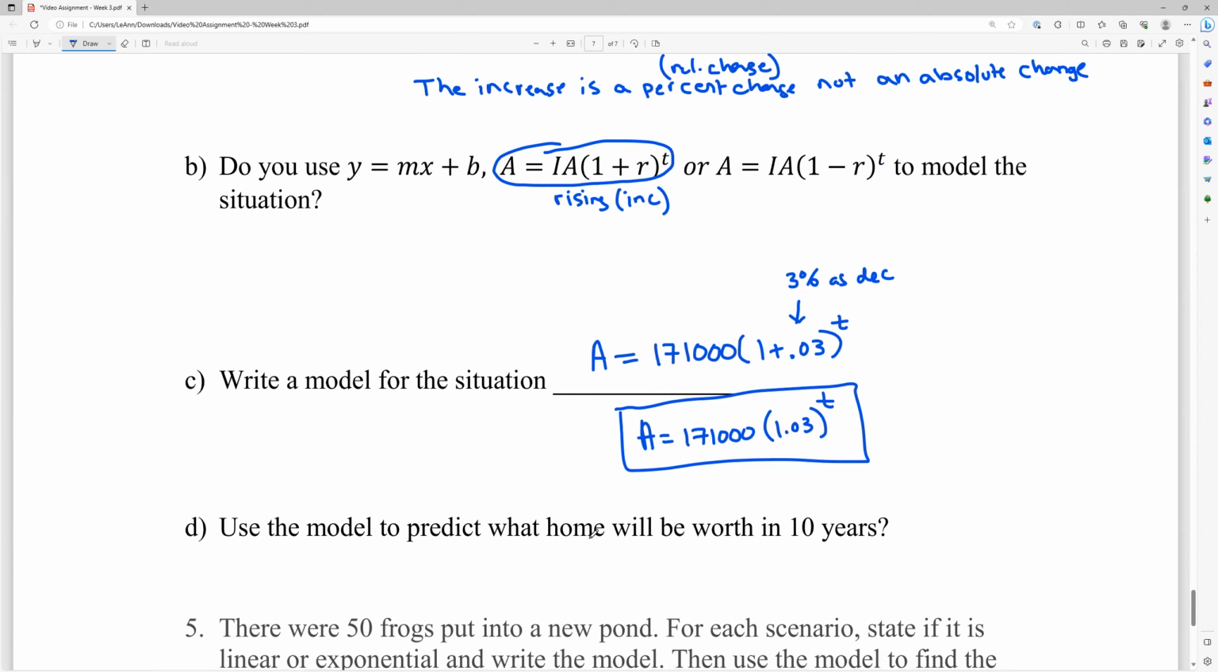Use the model to predict what the home will be worth in 10 years. Okay, so in 10 years, we're just going to plug that in for our time, t is 10, so 1.03 to the 10th. Now this is where you'll have to use your calculator carefully. I usually do the 1.03 raised to the 10th and hit enter. I do not clear that. I leave that in there just so I don't round anything. Then times that by the number out front.